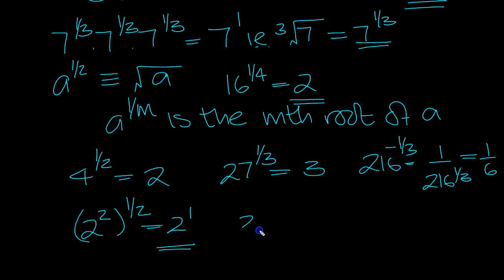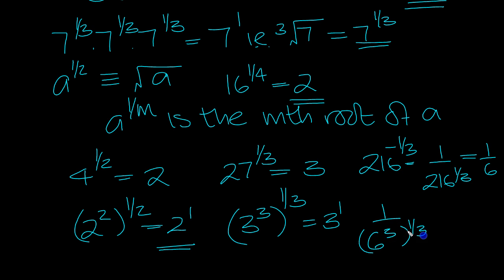This one, you could get to it by writing 27 as 3 cubed to the third. Power of a power, you multiply, that's 3 to the 1. And here you can write 1 over 216, so that's 1 over 6 cubed to the third, isn't it? Power of a power, you multiply, and you get 1 over 6, because 216 is 6 cubed. So that's what that is, in terms of those examples.